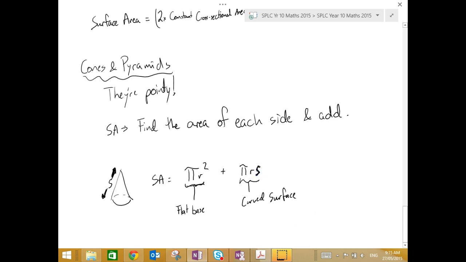Pi r squared plus pi r s, surface area of a cone. All the other ones, just find the area of each side and add them together. If they're all the same, you can use multiplication to cut down on your work time. But there's no other real way of doing it.